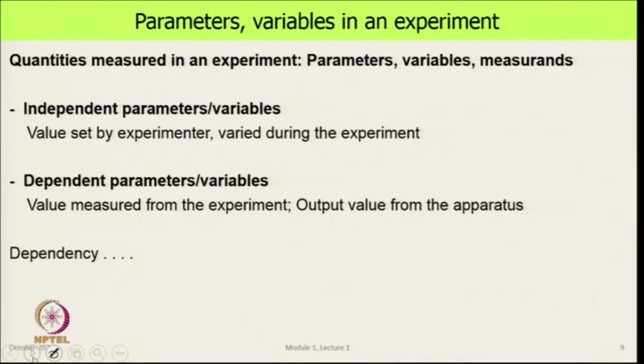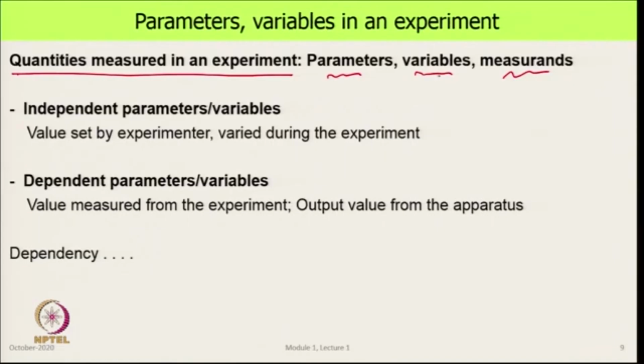Then the result formula has the other thing which is parameters and variables that are varying in an experiment. So, these are quantities that are measured in an experiment. We call them parameters, we could also call them variables, and you can also call them measurands. All three are used in various texts and standards.